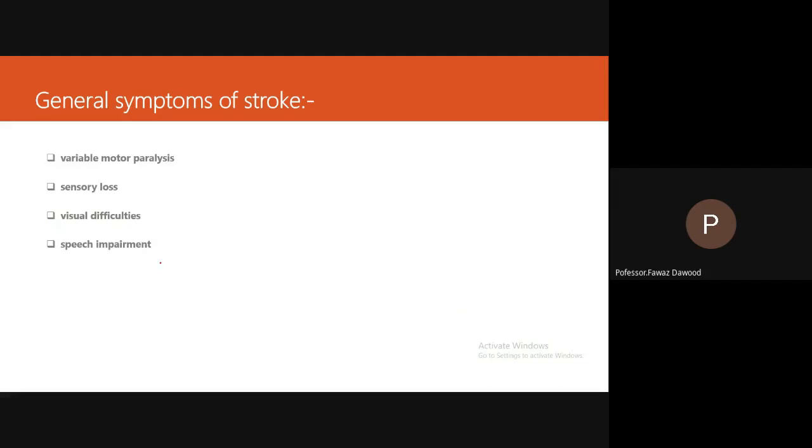Even if we could classify the general symptoms of the stroke, sometimes it may associate with the motor effect or with the sensory, and the most important and serious, it may associate with visual or speech impairment.